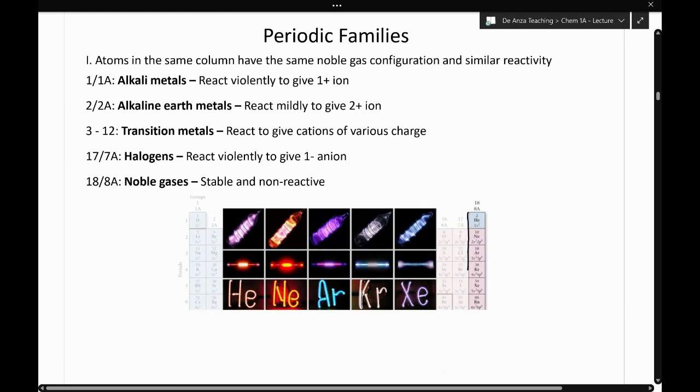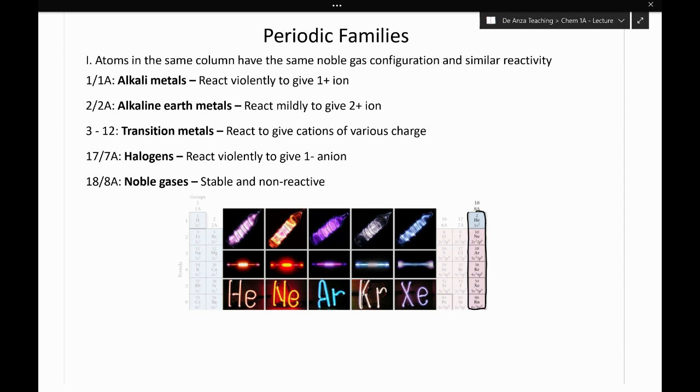And those are all of the elements on the far right of our periodic table. So helium, neon, argon, krypton, etc. This family is characterized by being stable and non-reactive. You largely won't find these elements in a given compound. They just end up staying the same. They don't do any chemical reactions.